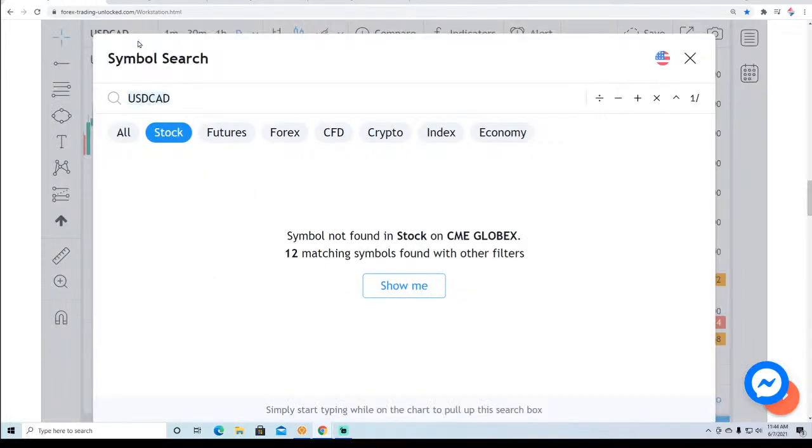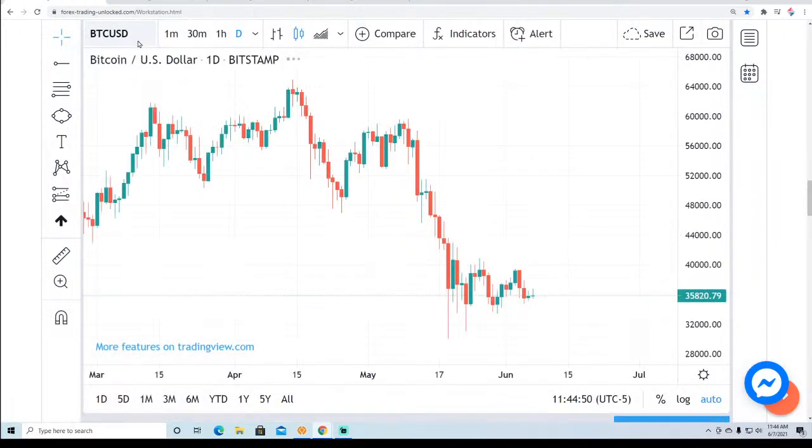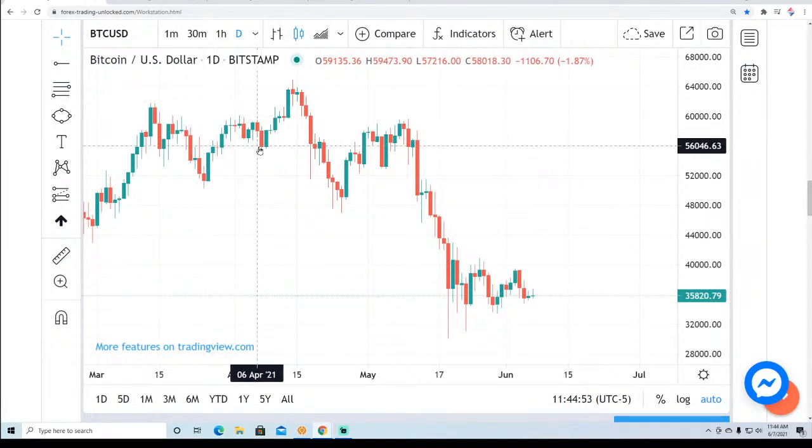All right, now let's get to who wants to look at Bitcoin. This is another one that is winding its coil.